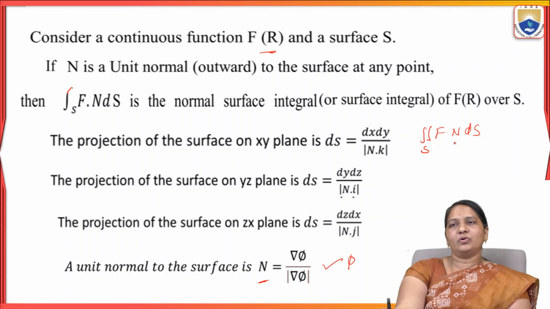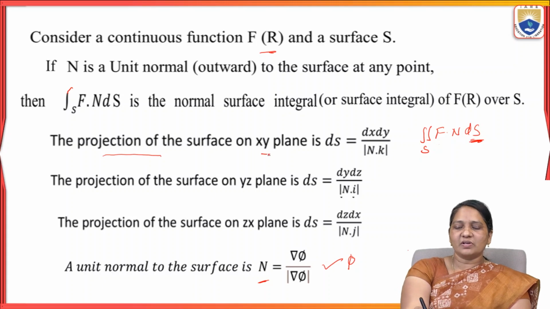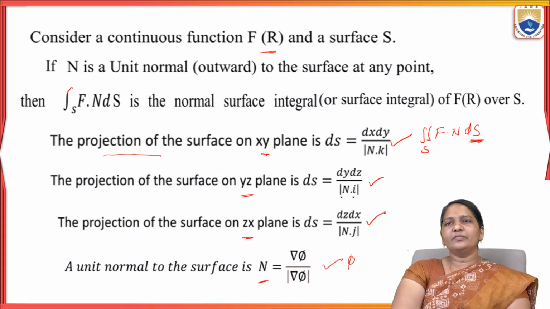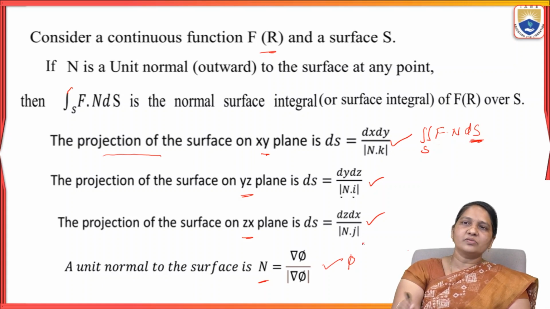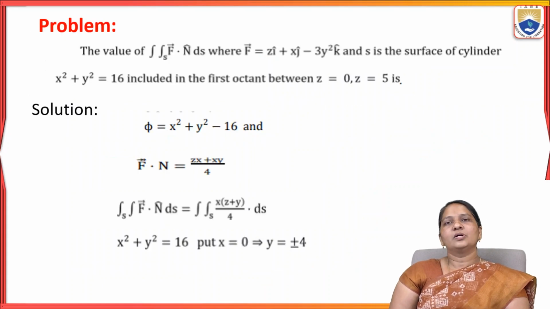After that, we have to do f dot n. In place of ds, we have to see which plane we are using. If you are using the projection of the surface on the xy plane, we use this formula. If you are taking the projection on the yz plane, you take this formula. And if you are taking the projection on the zx plane, you take this formula. These are the important formulas, and we are going to use these formulas to evaluate the surface integral, so we get better clarity about the evaluation.